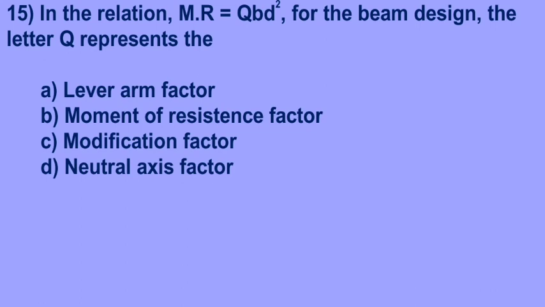For under reinforced section, the formula is moment of resistance is equal to T into Z, which is equal to AST into sigma ST whole into D minus x by 3. For over reinforced section, moment of resistance MR is equal to C into Z, which is equal to Bx into sigma CBC divided by 2 whole into D minus x by 3. So here our answer is Q is moment of resistance factor. The relation MR is equal to QBD square for the beam design. The letter Q represents the moment of resistance factor.